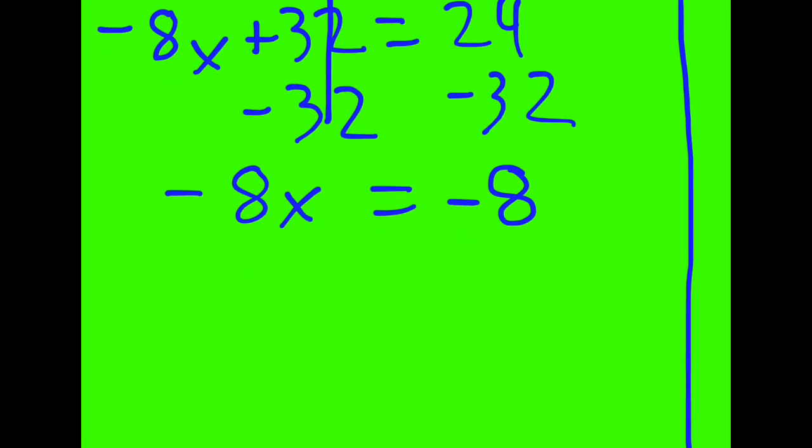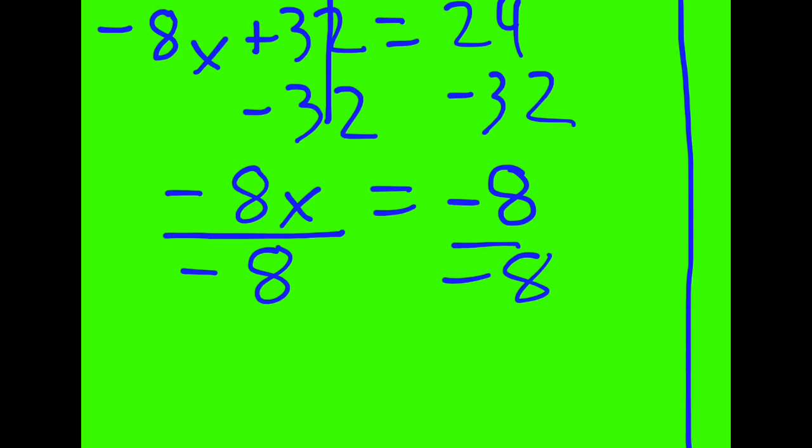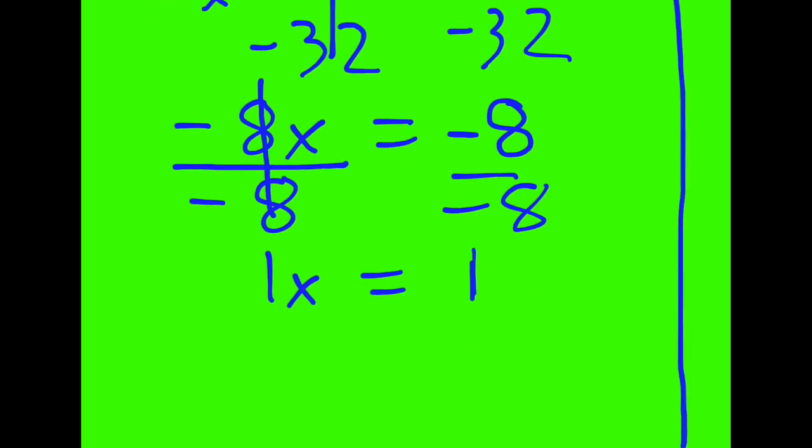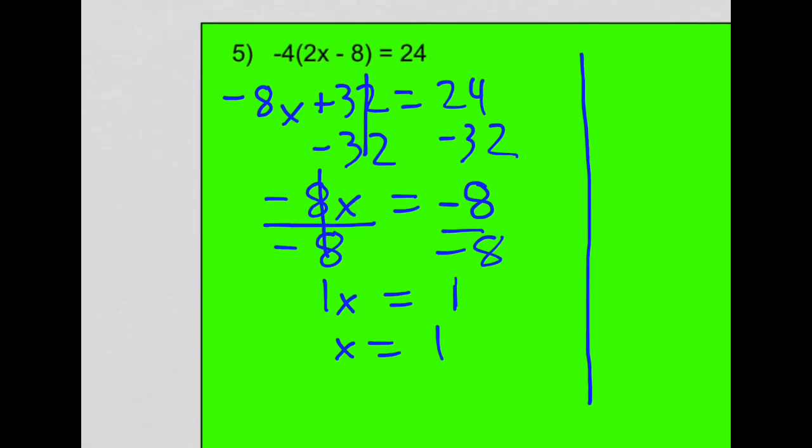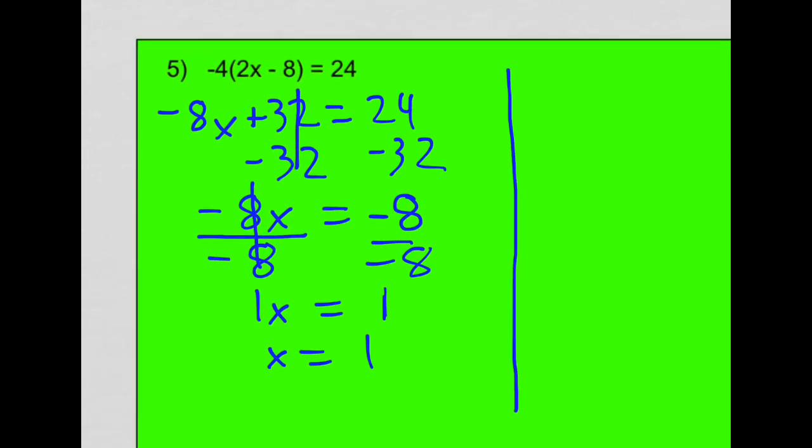To finish, it's negative 8 multiplied by x, so I'm going to divide by negative 8 and divide by negative 8 here. Negative 8 divided by negative 8 is positive 1x, and negative 8 divided by negative 8 is positive 1, or I can just say x equals 1. All that work to get 1. But we're using like terms, we're using the distributive property, we're really building up our algebra chops here.